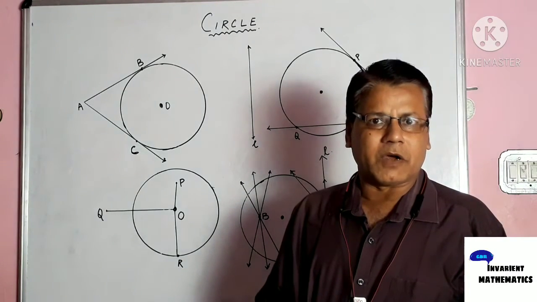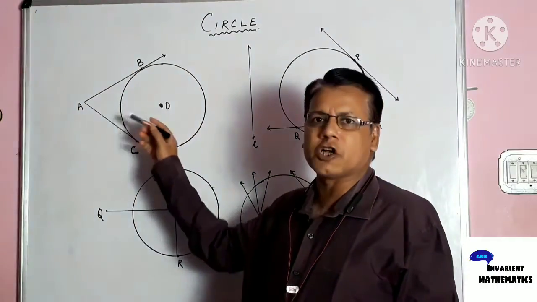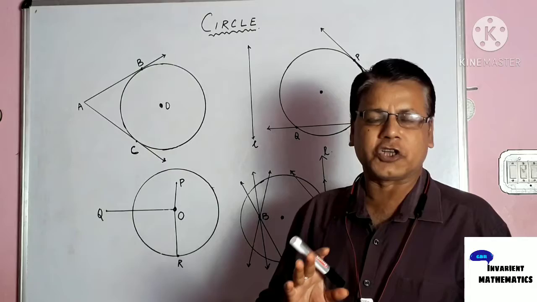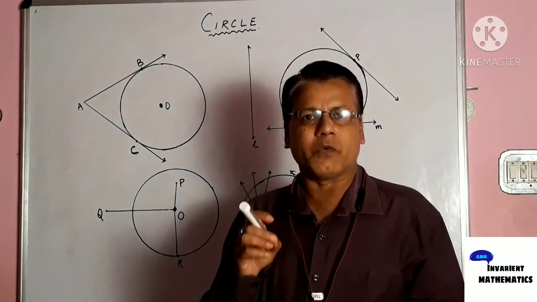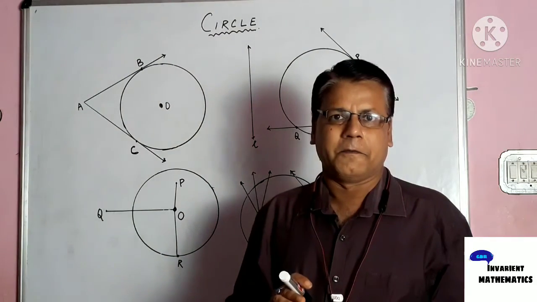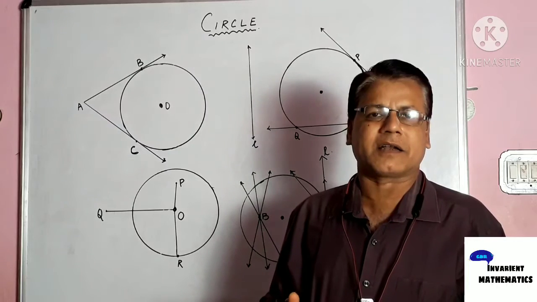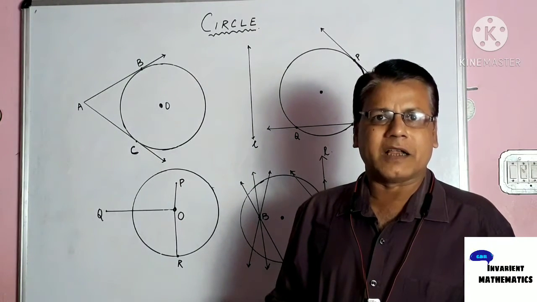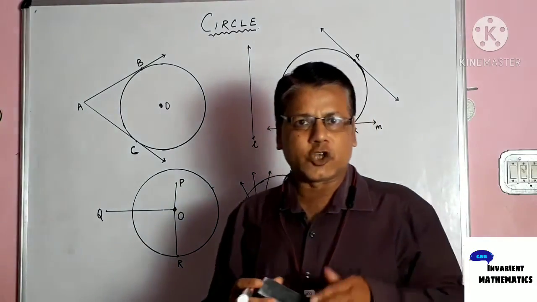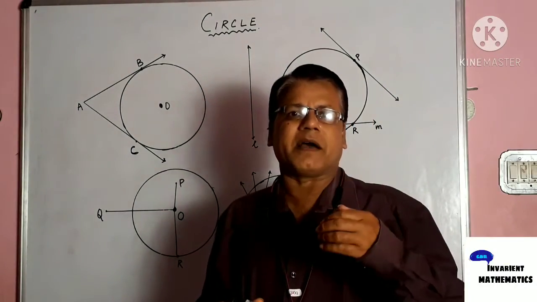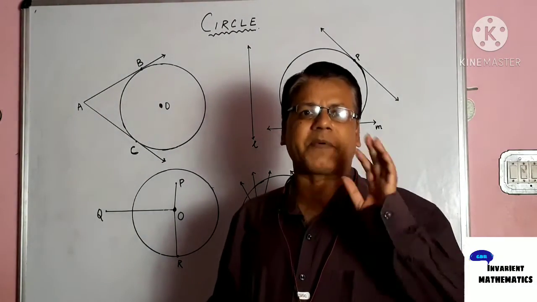Then the third one: through three non-collinear points, we can draw only one circle. Then comes the angle subtended by the arc at the center. The angle subtended by any arc or chord at the center is twice the angle subtended by the same arc on the remaining part of the circle.